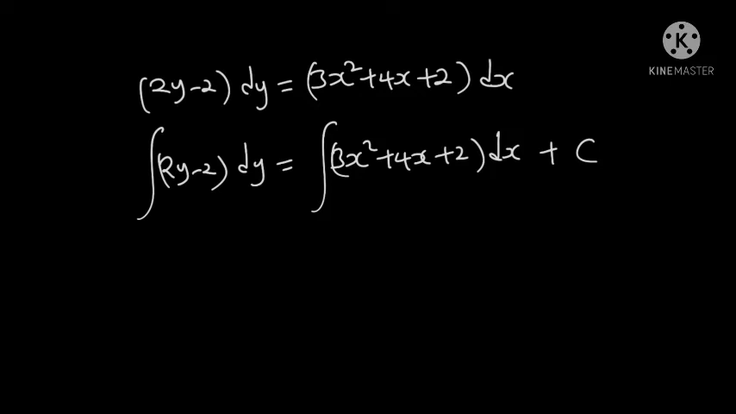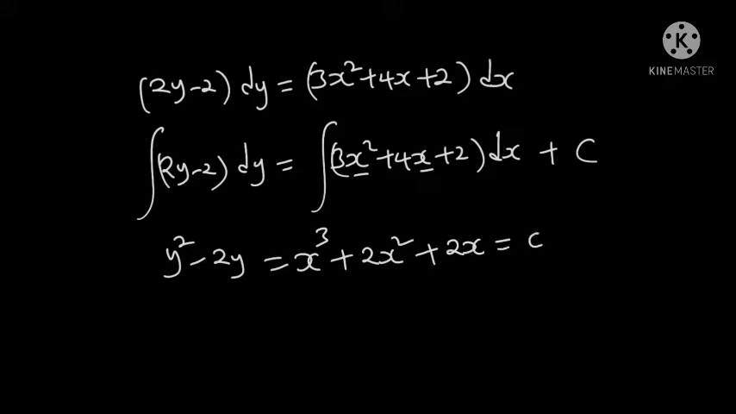When we integrate y, we get y squared over 2 and the 2 will cancel, so we have y squared minus, when we integrate 2 with respect to y, we get 2y. Equals, when we integrate x squared, we get x cubed over 3 and the 3 will cancel, remaining with x cubed, plus when we integrate x, we get x squared over 2. 4 divided by 2 is 2x squared. And when we integrate 2 with respect to x, we get 2x plus c.